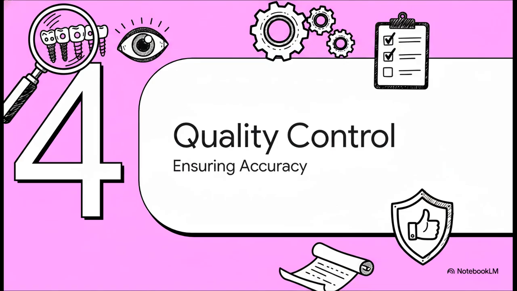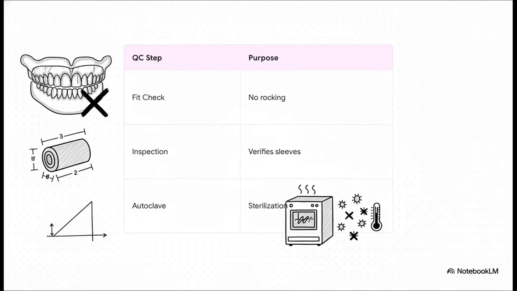Okay, stage 4, verification and quality control, ensuring absolute accuracy. We're shifting gears here because things get really serious at this point. And this brilliantly illustrates exactly why. This fabricated guide has to undergo strict, non-negotiable quality control before it ever gets anywhere near a patient.